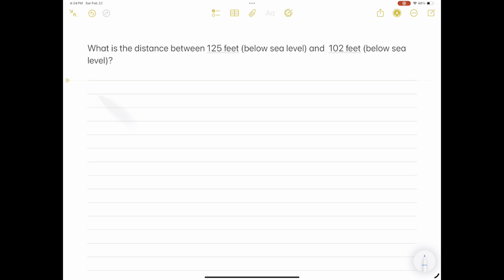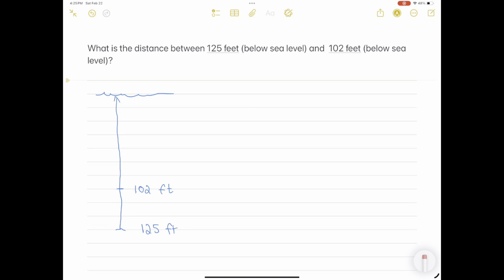What is the distance between 125 feet below sea level and 102 feet below sea level? So first I draw some rippling water to show the surface of the sea. And then I draw a line to indicate 125 feet below sea level and mark along that line to show approximately 102 feet below sea level. Whenever you have a word problem, you should always draw out a picture of that problem, including all the facts of the problem, so that you have an idea on how to approach solving it.